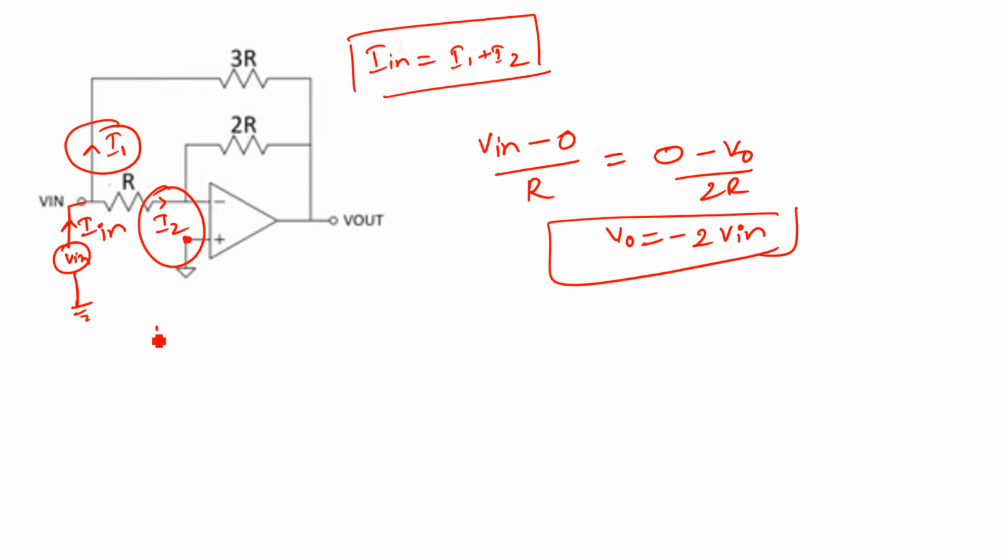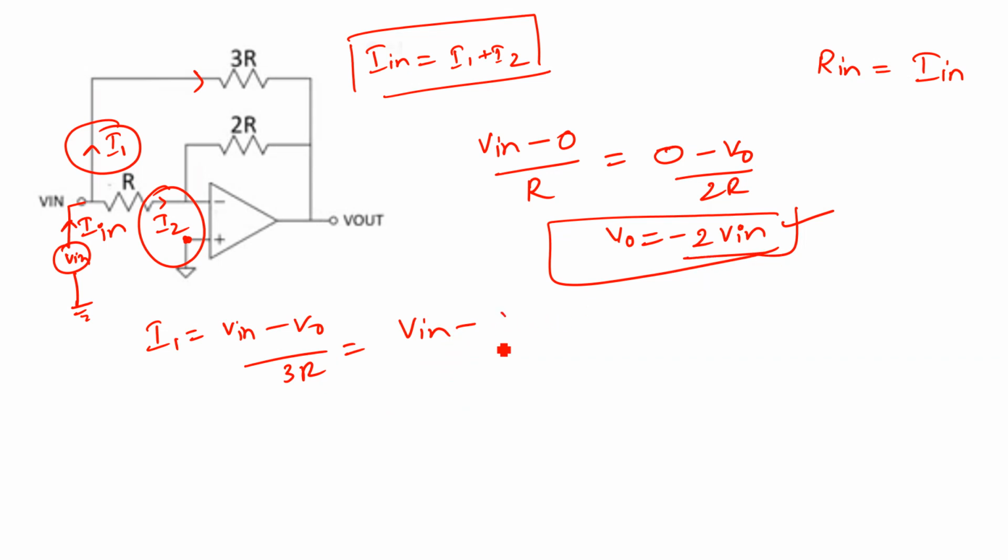To find I1, it will be flowing through the 3R resistor. So (Vn minus V0) upon 3R, which will be Vn minus C. Also, because we are finding our input resistance, we need to find the input current in terms of Vn. So I am using this relation to change everything in terms of Vn. So V0 will be written as minus 2 times Vn, upon 3R, which we will get as Vn upon R.